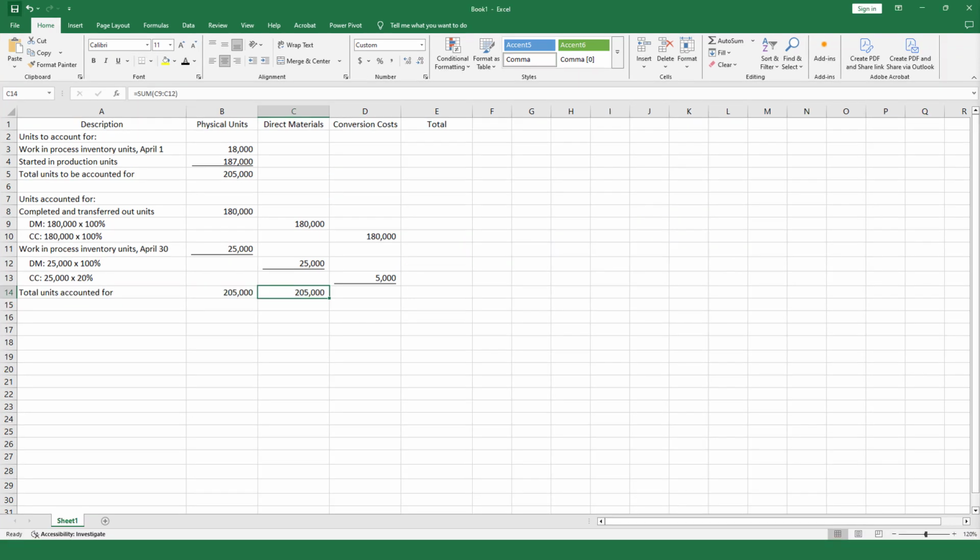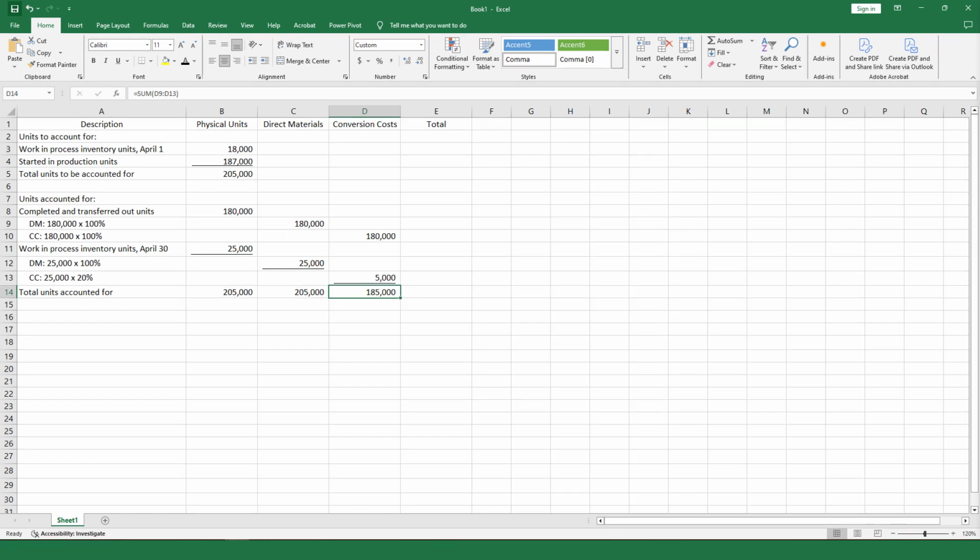Now we calculate the equivalent units for direct materials. Because the direct materials are 100% complete for both the completed and transferred out units and the work in process inventory units at April 30th, the total is the same as the physical units, 205,000 units. That's 180,000 plus 25,000 units. For conversion costs, the total is only 185,000 units.